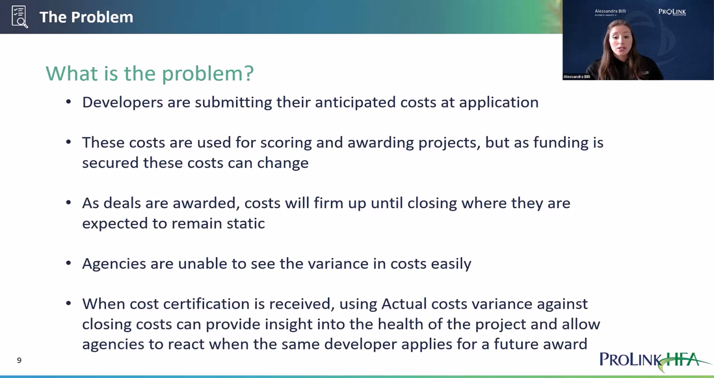So when cost certification is received, using the actual cost variances against the closing costs can provide insight into the health of the project and allow the agencies to react when the developer applies for a future award and use this as a reference in knowing how it went on this project.